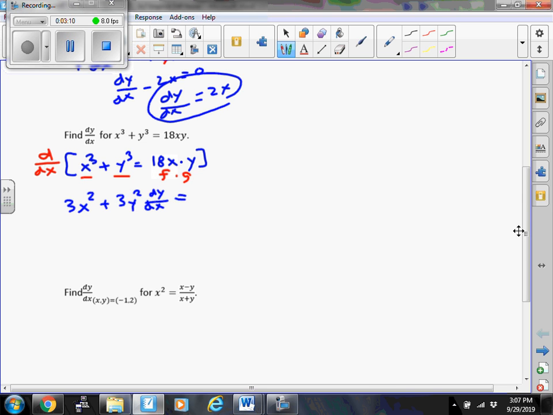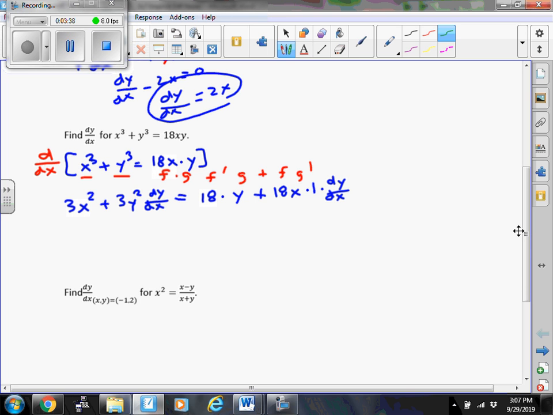Equals. Now I'm going to do the product rule. It is a product, hence I've got to do the product rule. So I'm going to write it up here, and I'm going to do it. Derivative of f is 18, no need for respect, times g, just copying g, plus f, just copying f, times the derivative of g. Now derivative is 1, but I have to show respect dy over dx.